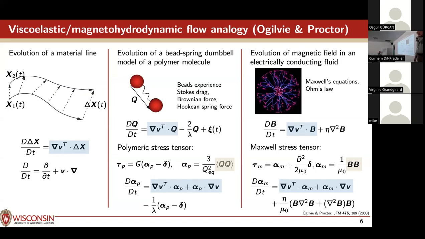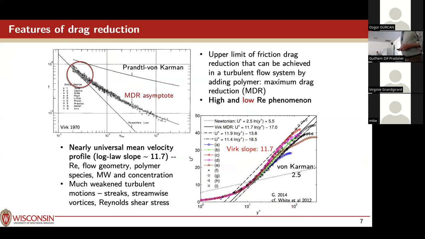People have done experiments in Taylor-Couette flows to draw analogies between instabilities in curved streamline polymer solution flows and in some astrophysical flows. There are some experimental observations in polymer solutions that have been interpreted as being the elastic analog of Alfvén waves. All right, so there are some connections between polymer physics and magnetohydrodynamics. Okay, so back to drag reduction.